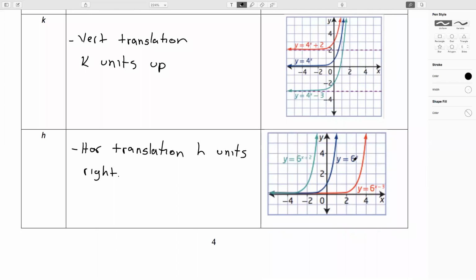So 6 to the x is our original function. 6 to the x minus 3 has been shifted 3 units right, and 6 to the x minus 2 has been shifted 2 units to the left.